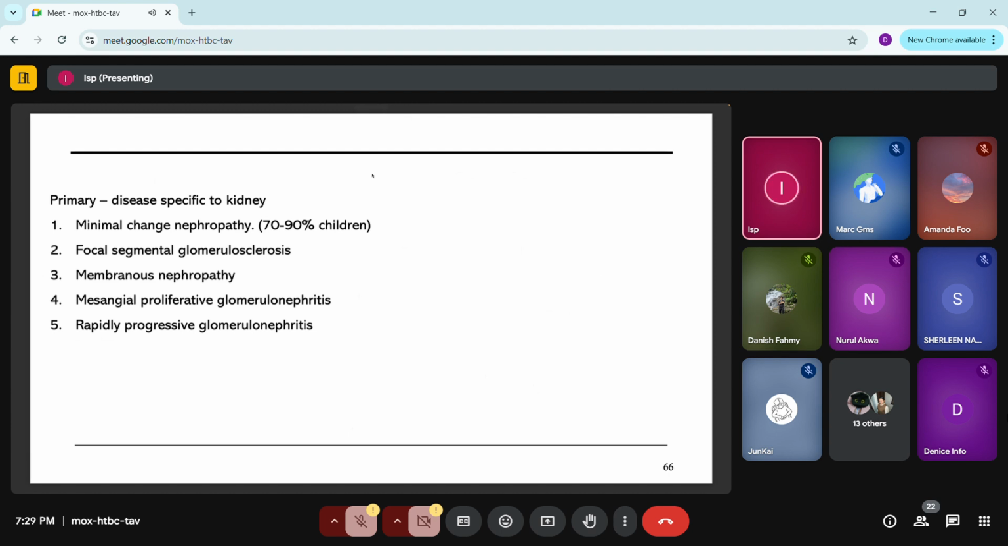So what disease can give you nephrotic syndrome? Okay. We have primary or secondary disease. Primary means it's a disease that's specific to the kidney itself, like minimal change nephropathy, FSGS, focal segmental glomerulosclerosis, membranous nephropathy, and mesangial proliferative glomerulonephritis, RPGN. Okay, those are the primary causes of nephrotic syndrome. Okay? Just remember two out of these five: minimal change disease or membranous nephropathy.